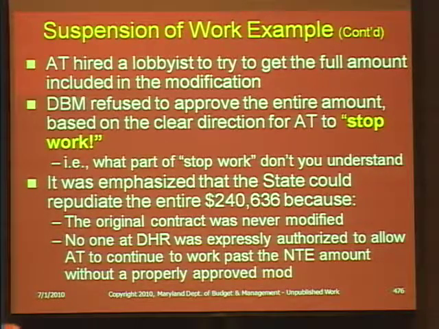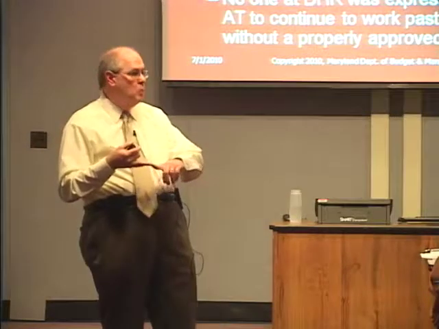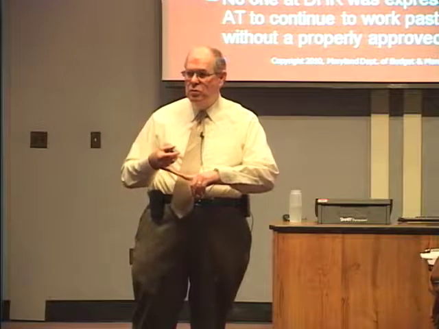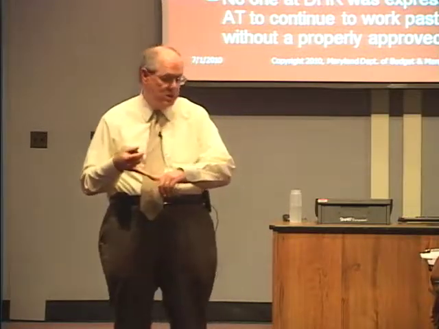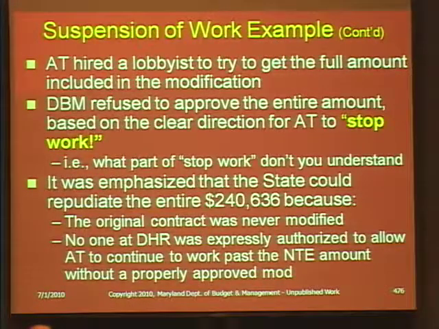It was emphasized that the state could repudiate the entire $240,636 because, and this goes back to the first day, the original contract was never modified. It still had a not to exceed amount that was exceeded. It had a contract end date where work continued after the contract was over. So even if it was good and desirable, we could walk away from paying them the entire $240,636. And no one at DHR was expressly authorized. You remember the first day we talked about express authority to allow Adoptions Together to continue to work past the not to exceed amount without a properly approved modification.